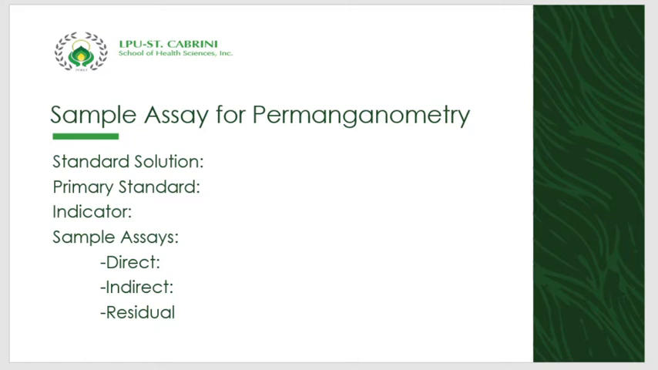So, di ba meron na tayong una, yung titration in which an excess of standard potassium permanganate solution is employed to oxidize a substance. Now, yung number 2 naman, titration in which an excess of standard oxalic acid solution is added to the substance and the excess oxalic acid is titrated with standard potassium permanganate. Okay, so ayon, direct, indirect, and residual titration methods here in your permanganometry.